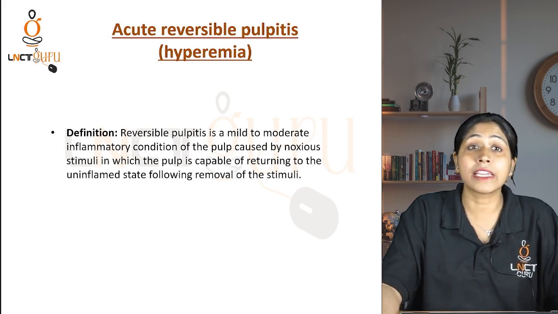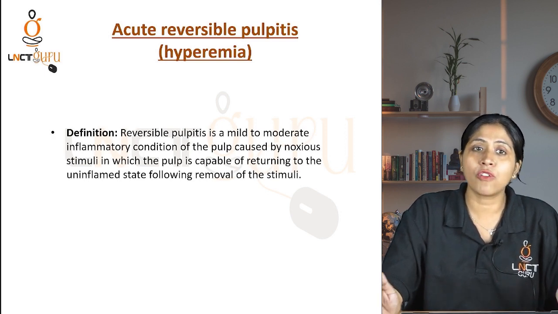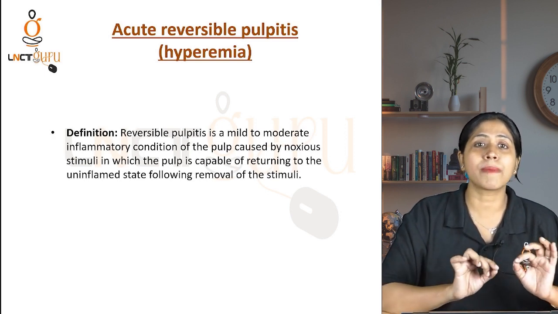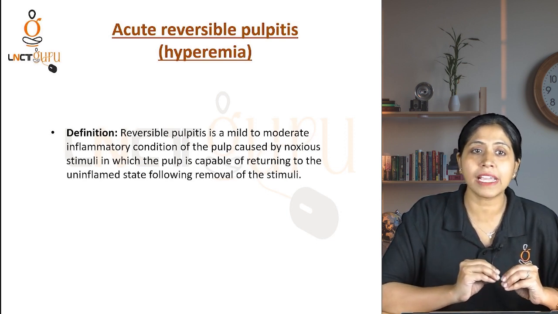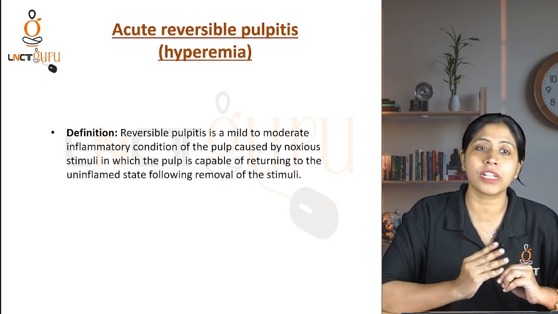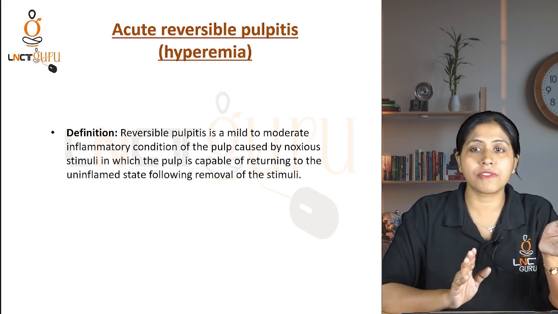Now starting with acute reversible pulpitis or hyperemia. Now what is reversible pulpitis? In the section on pulpal diseases we have discussed, it is a mild to moderate inflammatory condition of the pulp caused by noxious stimuli, in which the pulp is capable of returning to an uninflamed state following removal of the stimuli.